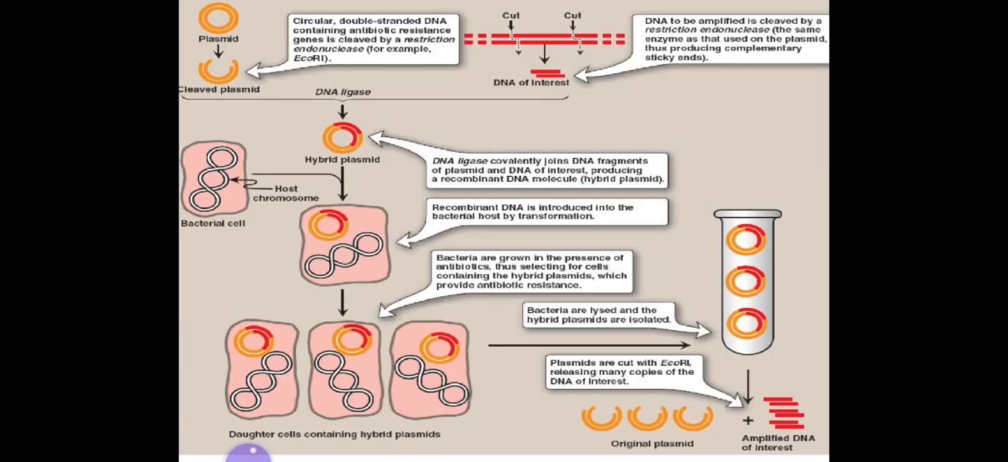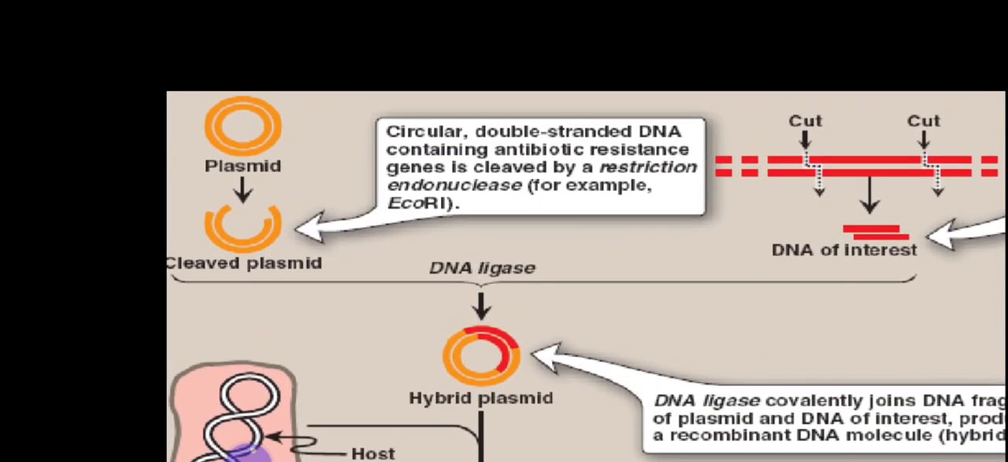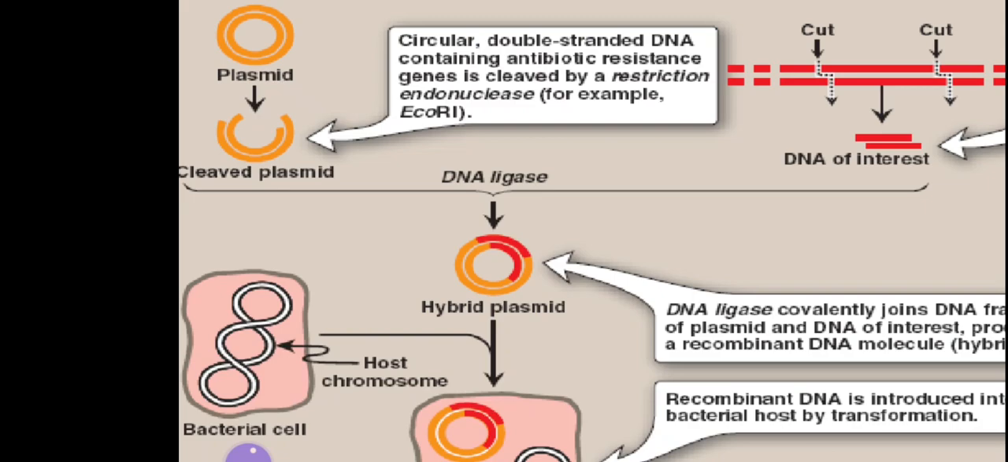Now, what is DNA cloning? Cloning is the formation of the same copies of the DNA, multiple copies of the DNA. How are they formed? First of all, the plasmid. This is the plasmid, a circular double-stranded DNA containing the antibiotic resistance genes. It is cleaved by the enzyme EcoR1. The lower one is the cleaved plasmid.